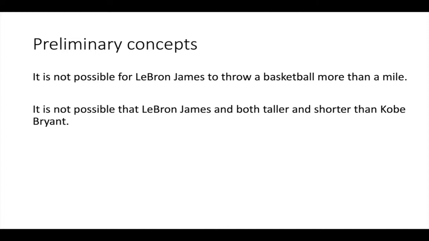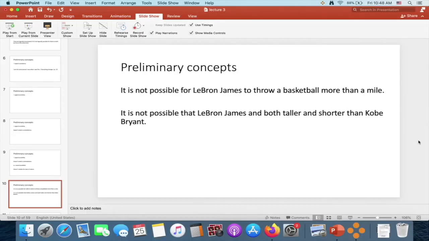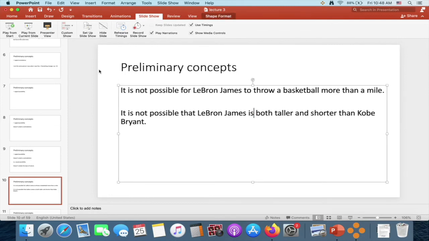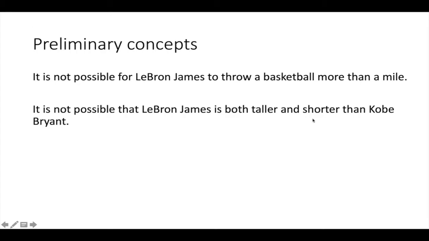So in the first sentence, we have, it is not possible for LeBron James to throw a basketball more than a mile. And in the second sentence, it is not possible that LeBron James is both taller and shorter than Kobe Bryant. Let me change that. It is not possible that LeBron James is both taller and shorter than Kobe Bryant. Okay, so which kind of possibility do you think is at work in these two sentences?